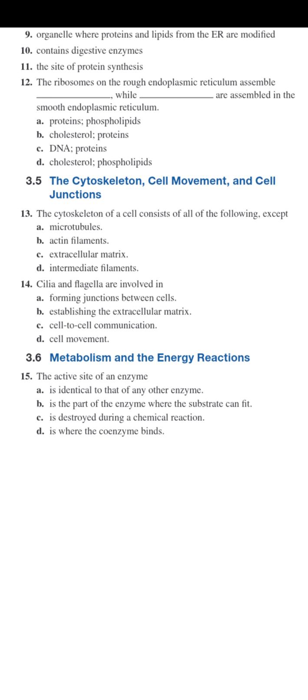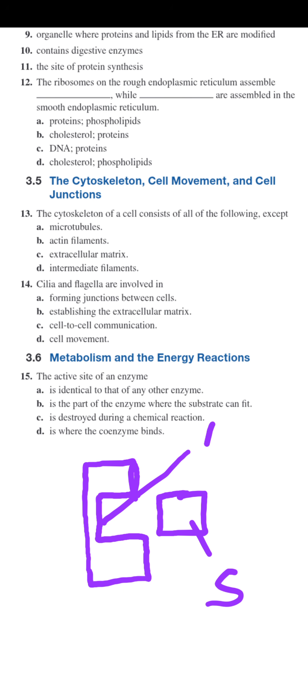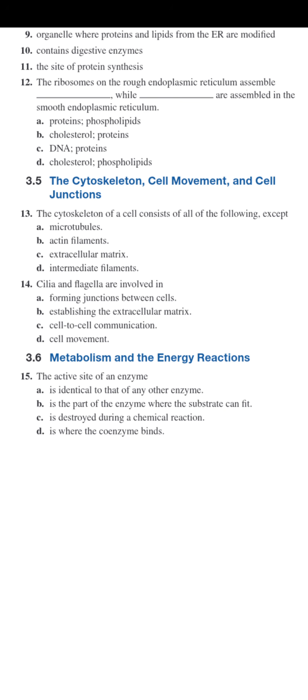Number 2 is that it is the part of the enzyme where the substrate can fit. So let's say I drew it like this. Obviously I'm not gonna draw them identical. And again here I have my substrate. So this is my substrate and this is my active site. Yes, the active site is a place where the substrate can fit, and it does its job by lowering the activation energy. So it is option B.